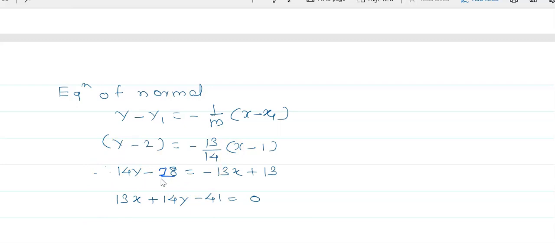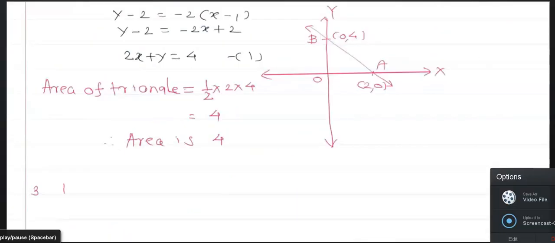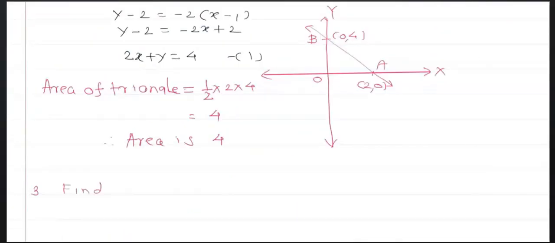Here is 28, because of this, the 2 is absent there. That is 14y minus 28, that is equal to minus 13x plus 13. If we simplify this, then you will get 13x plus 14y minus 41 is equal to 0. This is the equation of the normal. Now see this again.